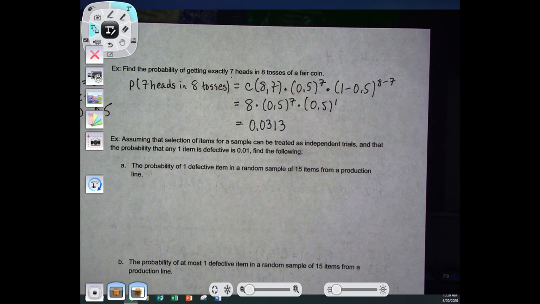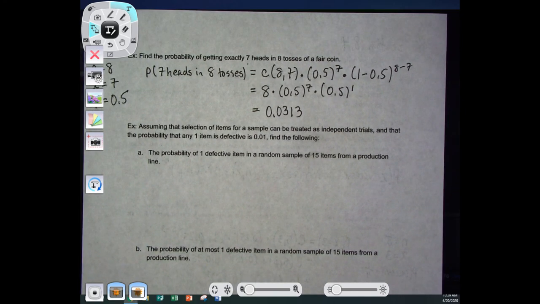Another example of where this can be used is when we talk about defective items. We're looking at manufacturing processes. So we look at a selection of items for a sample. We look at them being independent, and that the probability of any one item being defective is 0.1. So they're asking us to calculate the following.